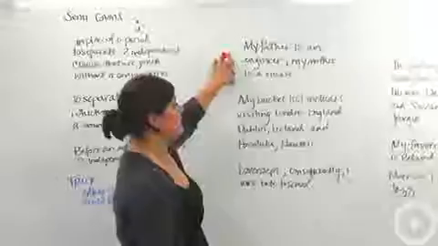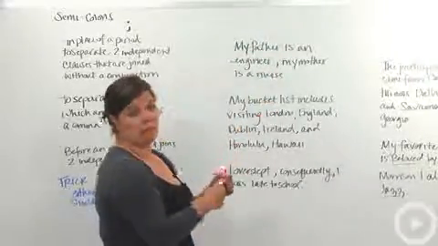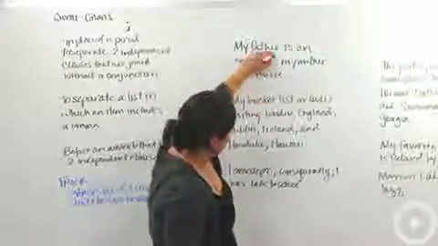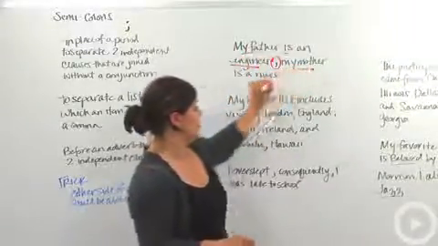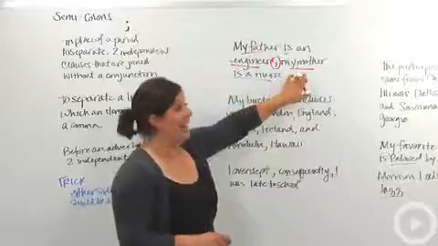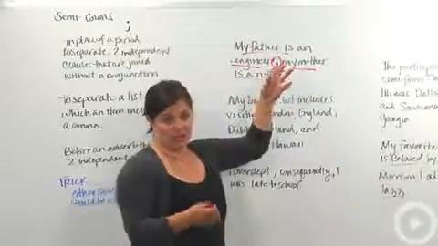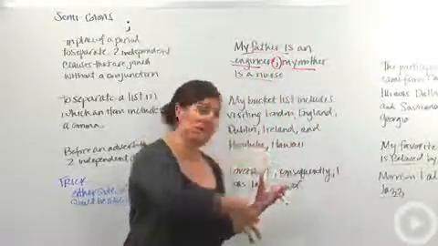I've got: My father is an engineer; my mother is a nurse. So we've got our semicolon here in the middle. This works because we've got two independent clauses. Either one can stand on its own, and the idea here is that these are really closely related. I'm telling you what my mom does, and I'm telling you what my dad does.